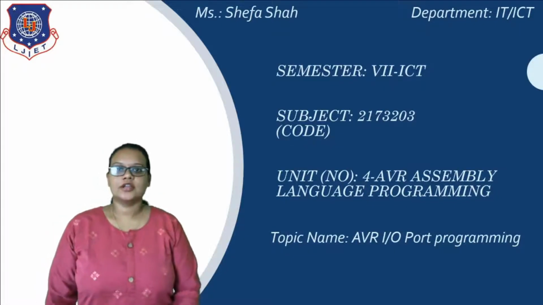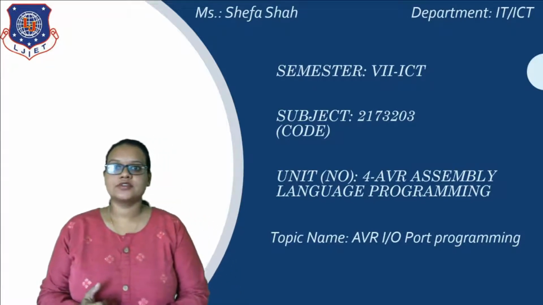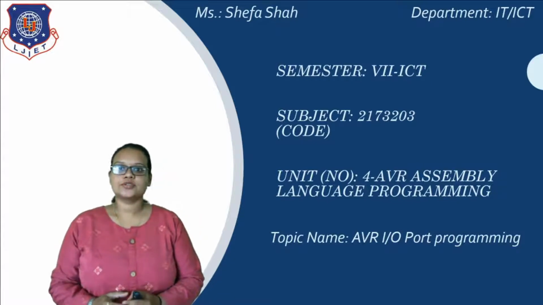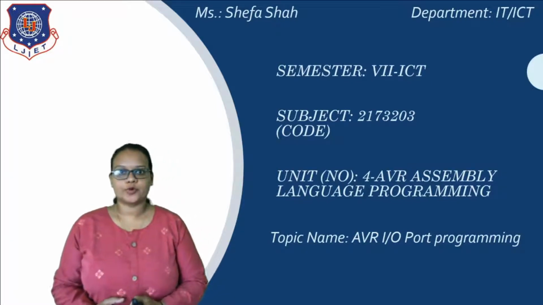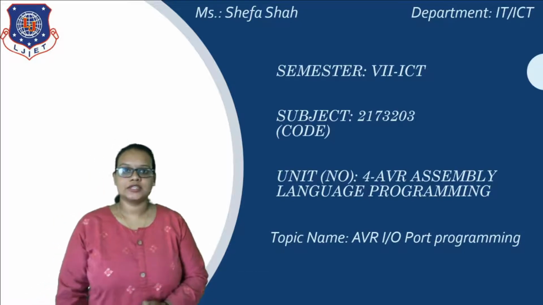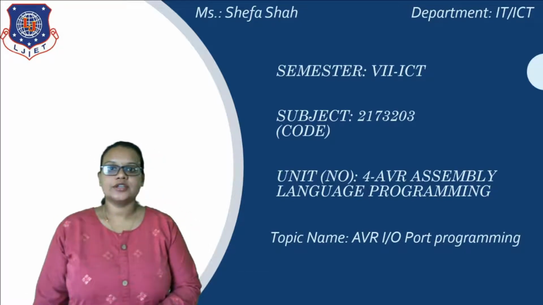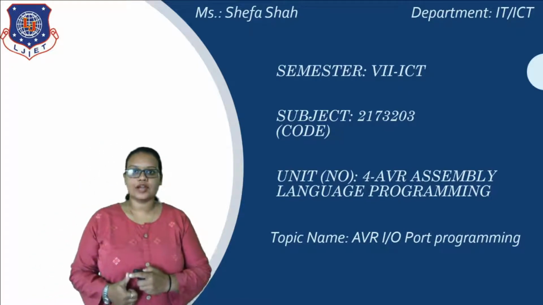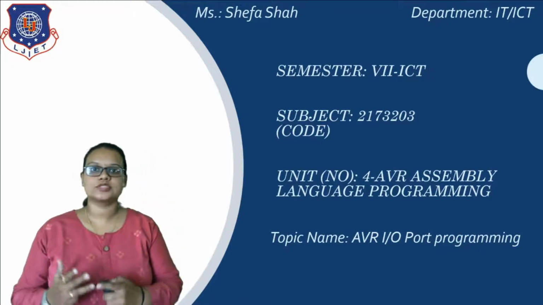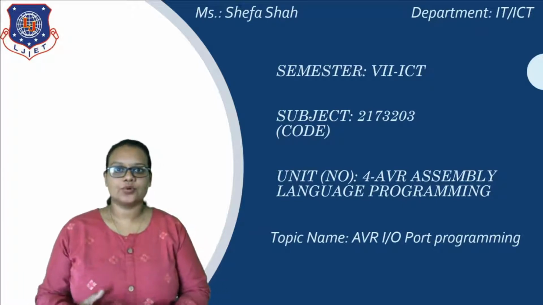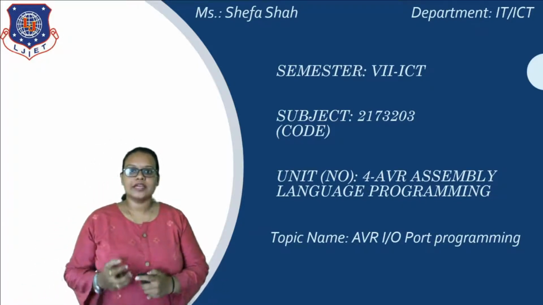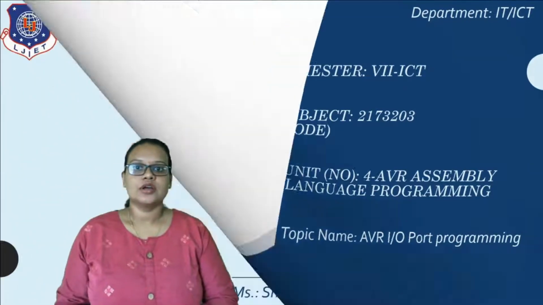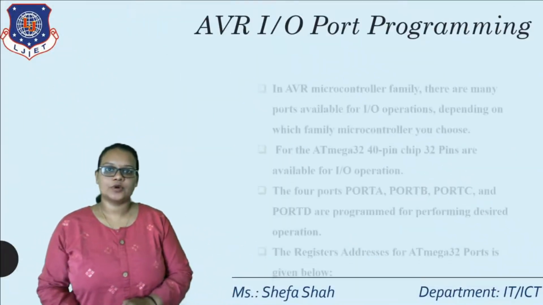Hello students. In the last session we discussed the various instruction set of ATmega32. Here we are going to study the AVR IO port programming of the ATmega32. In today's session we are going to study the four IO ports, that is port A, port B, port C and port D of ATmega32, and we will see how to program IO ports with ATmega32.